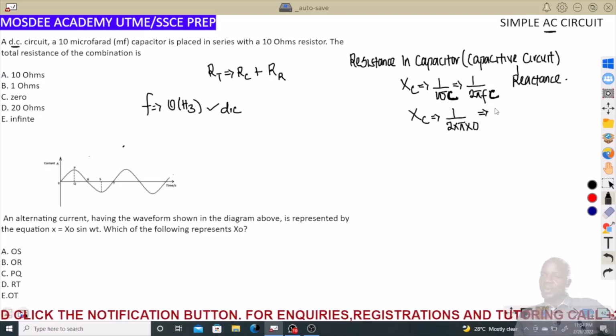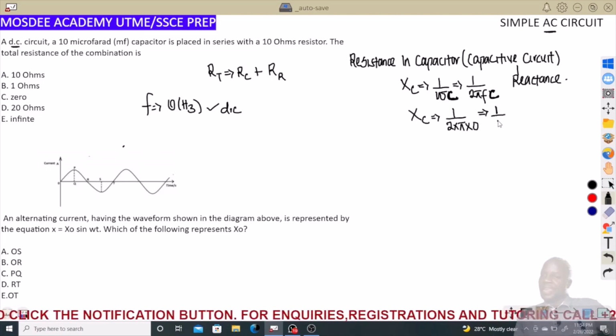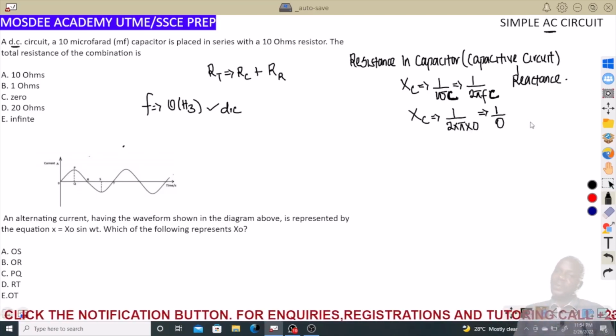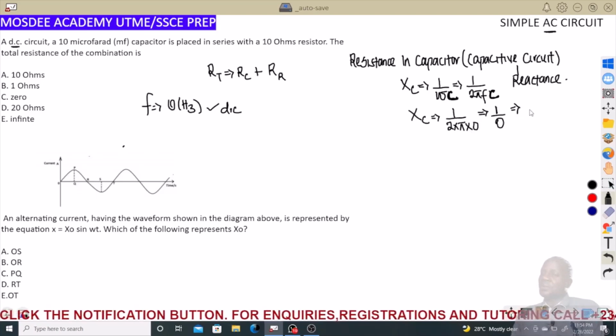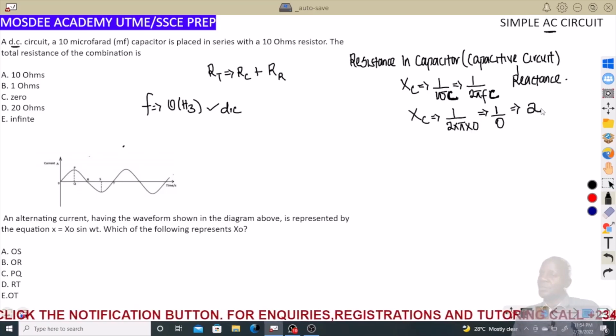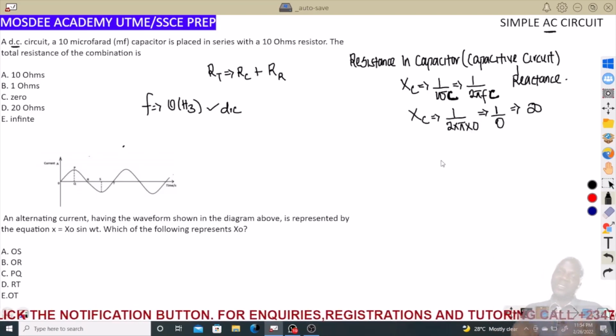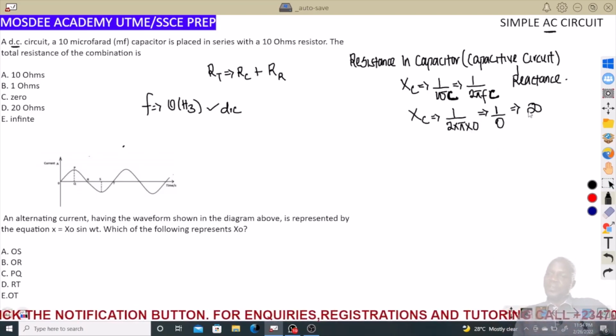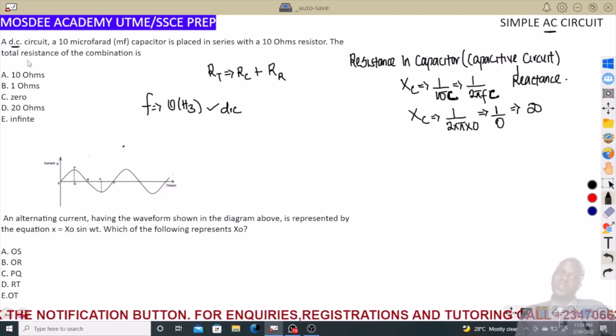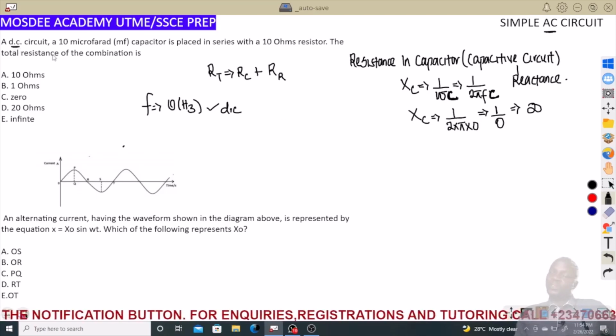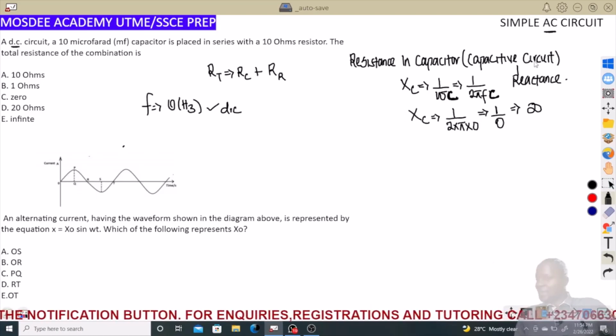So I have 1 over 0 multiplied by anything, which is 0. When you divide 1 by 0, the answer is infinity, or a math error, what you see as a syntax error on your calculator. So my point is, infinity is the reactance in this capacitive circuit. Why? Because a DC is supplying the current, not an AC.